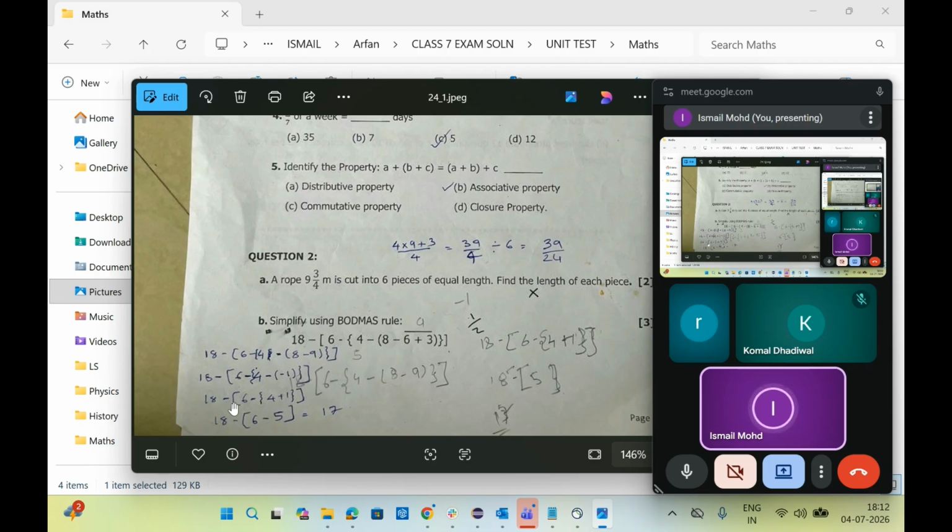So it will be like 18 minus 6 minus 5. 6 minus 5 is 1. 18 minus 1 is 17. That is the answer.